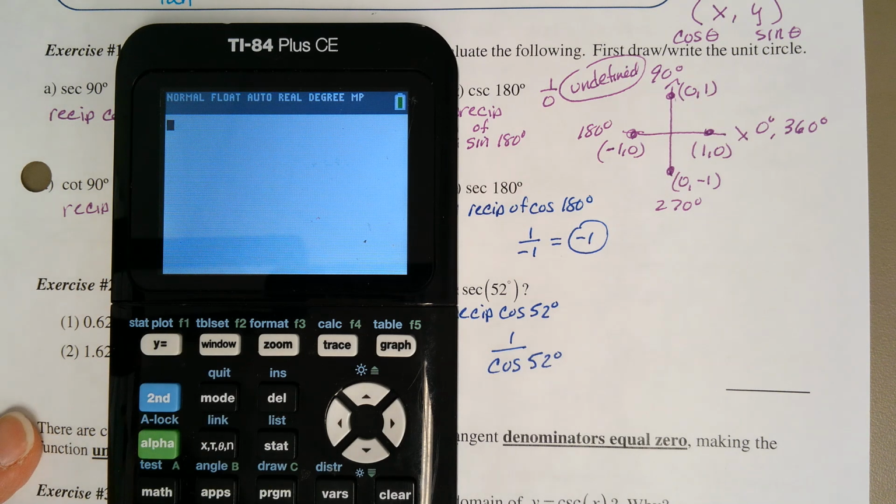So this would be 1 divided by, let me use a fraction bar, 1 over cosine of 52, 1.624.